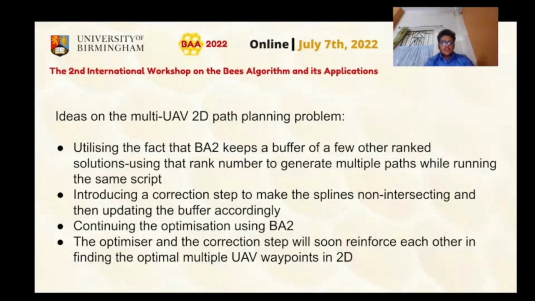Our main point being that the correction step and the optimization step will soon start reinforcing each other with the increasing number of iterations, and the buffer will start getting structured in a manner which will provide us with non-intersecting trajectories when we select the patches.